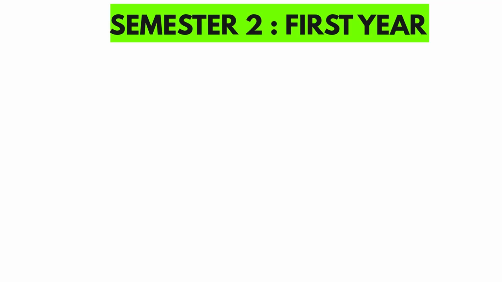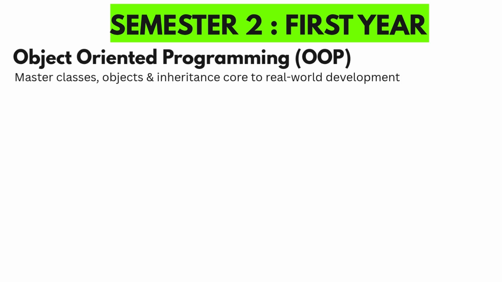Let's keep going. Alright, moving on to semester 2. And this is where things start getting serious. The first major subject here is object-oriented programming. If programming fundamentals taught you how to write code, object-oriented programming teaches you how to write it the right way. You learn about classes, objects, inheritance, and polymorphism. Basically, how to structure your code like a professional.